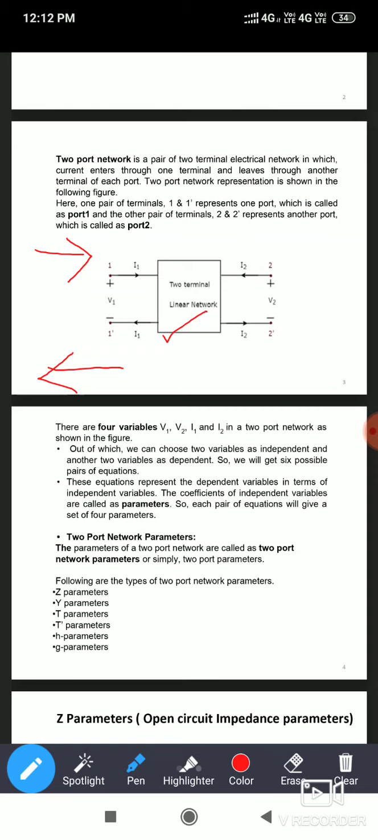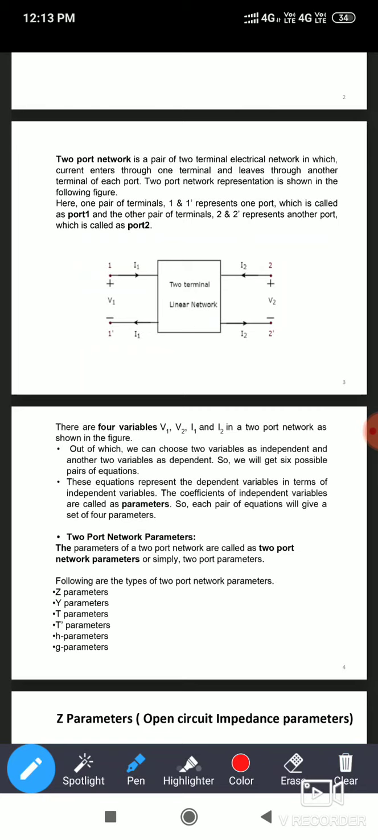Understood? So current here enters through port 1. That is given in the above direction. I1 is entering the linear network, and it is leaving through another terminal. That's why it is a pair of two terminal electrical network in which current enters through one terminal and leaves through another terminal. Similarly for the second port, current is entering in this direction and leaves in this direction. So this is the direction of current.